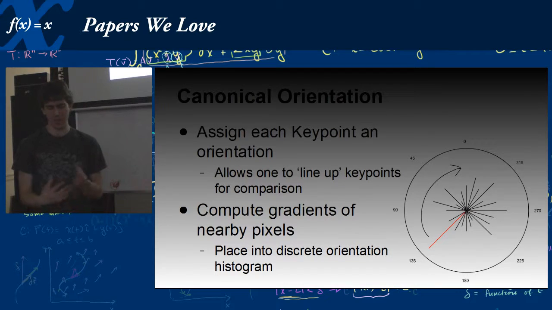Like I said, you just take the gradient of the neighborhood around it and then you put it in a kind of circular histogram. And then you take whichever direction seems the most dominant out of all those vectors that you pulled out of the image, and that becomes your canonical direction. It's a fairly straightforward way of doing it, and it works, so why not? And it's just a really easy way to save time in the later stages of the algorithm.